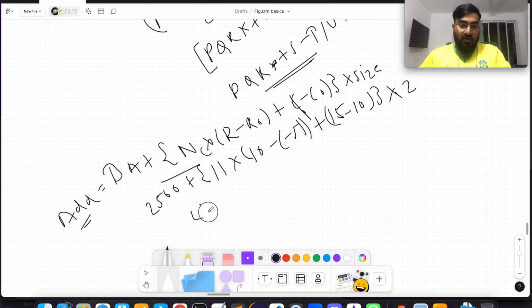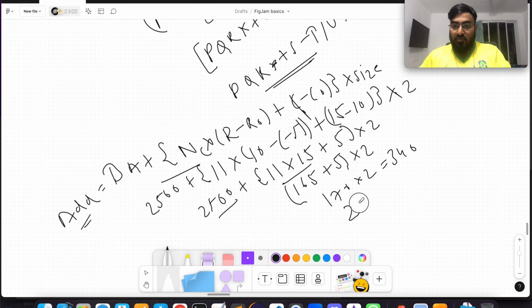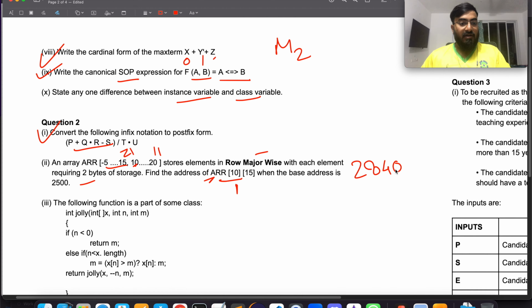So this is equal to 2500 plus 11 into, this is 10 plus 5, 15, plus 5, into 2. This is going to be 165 plus 5 into 2. So 170 into 2 equals 340. So this comes out to be 2500 plus 340, so 2840 is your answer.